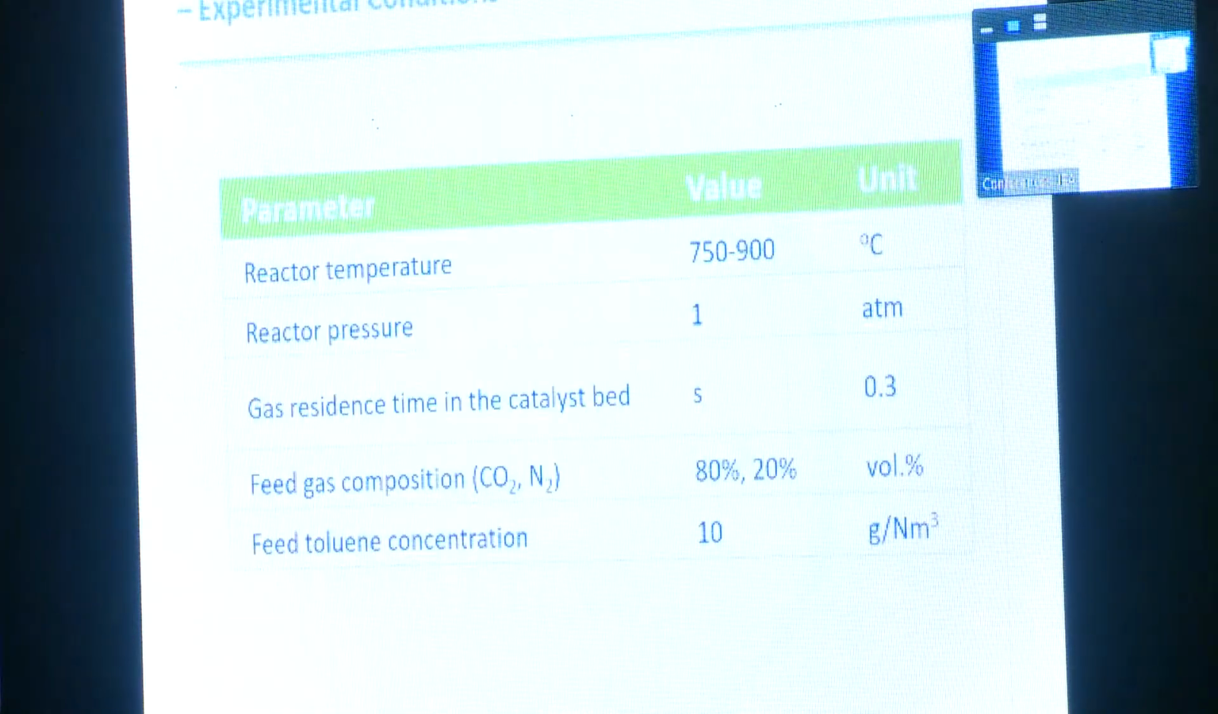The operating conditions I used: the temperature range is the catalytic range, which is from 750 to 900 degrees Celsius.